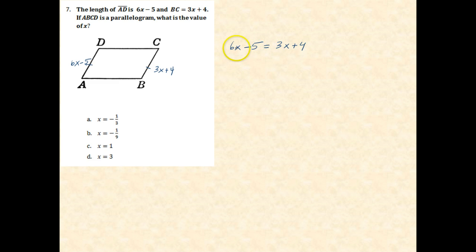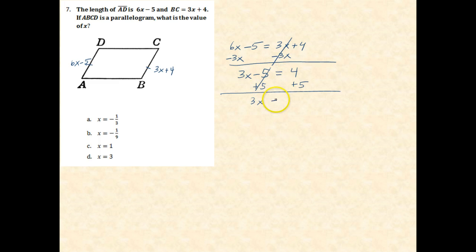Alright, I got 6x over here, 3x over there. I'll take them off the side that has fewer x's. So 6x minus 3x is 3x. So on the left side of the equal sign we have 3x minus 5. And on the right side we just have 4. The opposite of subtracting 5 is adding 5. So I'm going to add 5 to both sides of the equal sign. And I get 3x equals 9. And I think you know what x is going to be now. x equals 3.